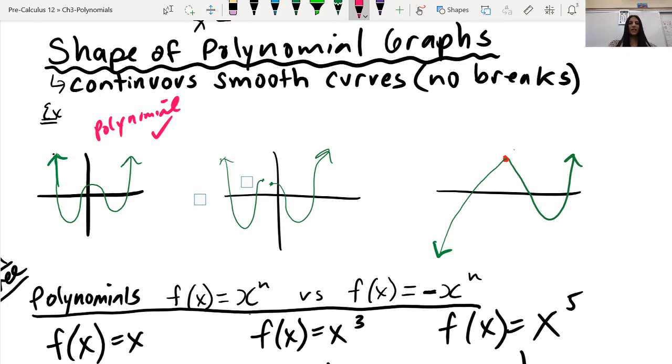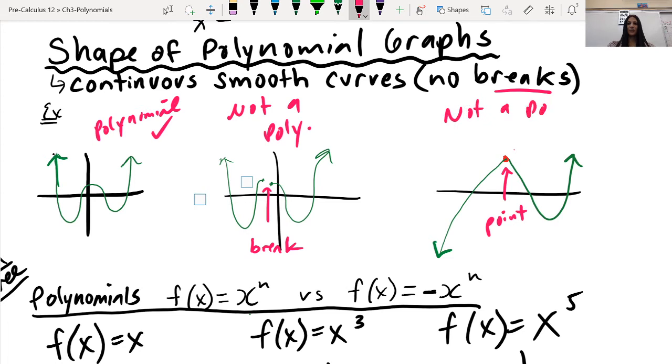This next one, it says no breaks. Well, there's a break right here. So because there's a break right there, this is not a polynomial. And notice how this one has a point right here. So it comes to a point. So this also is not a polynomial.